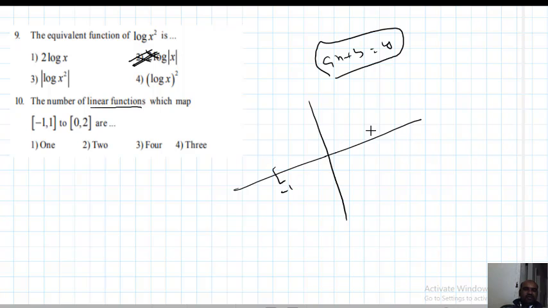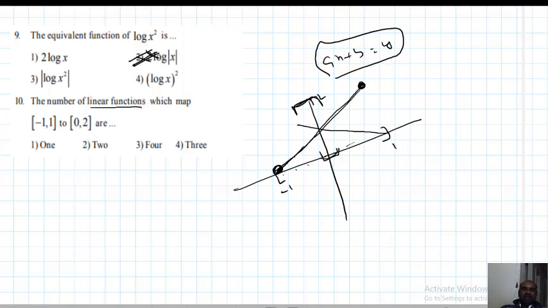Observe here. Your input is minus 1 to 1. Your output should be 0 to 2. Such a way that how many linear functions exist, how many straight lines you can draw, that is the important thing. See here, this is one of the straight lines. Domain is minus 1 to 1. Range is 0 to 2 only for this straight line.